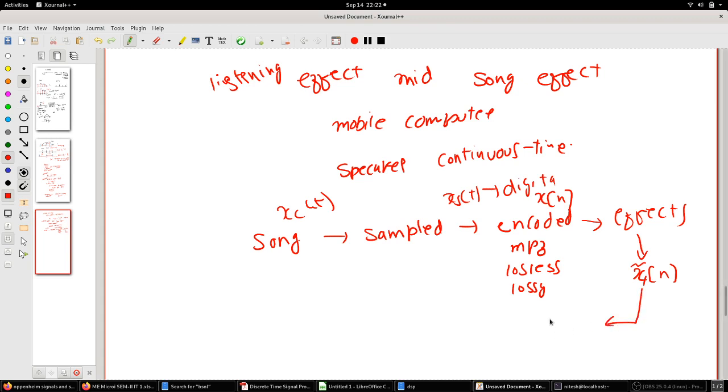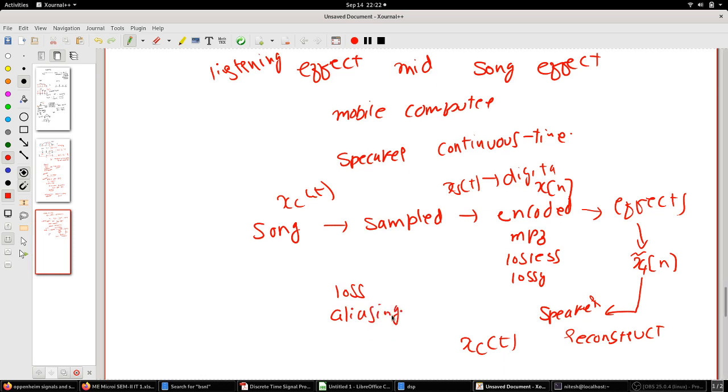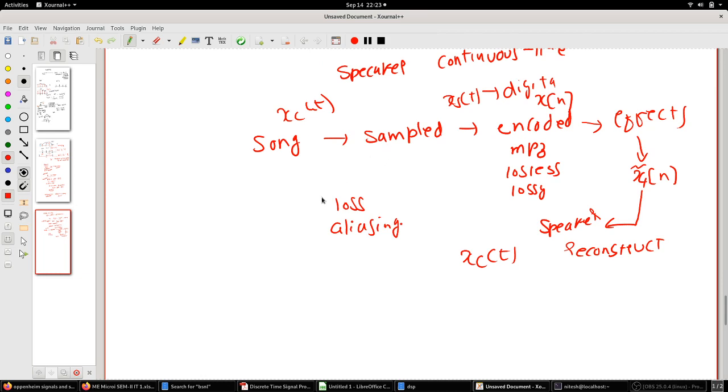Now these signals have to be sent to the speaker. Once you are sending it to the speaker, you want to reconstruct the same original back. You want to reconstruct from x of n. I need to reconstruct xc of t, but there should not be any loss of information, or what we call aliasing, which is loss of information. This loss of information will happen if while sampling you had violated the rule that fs should be greater than or equal to 2fm.